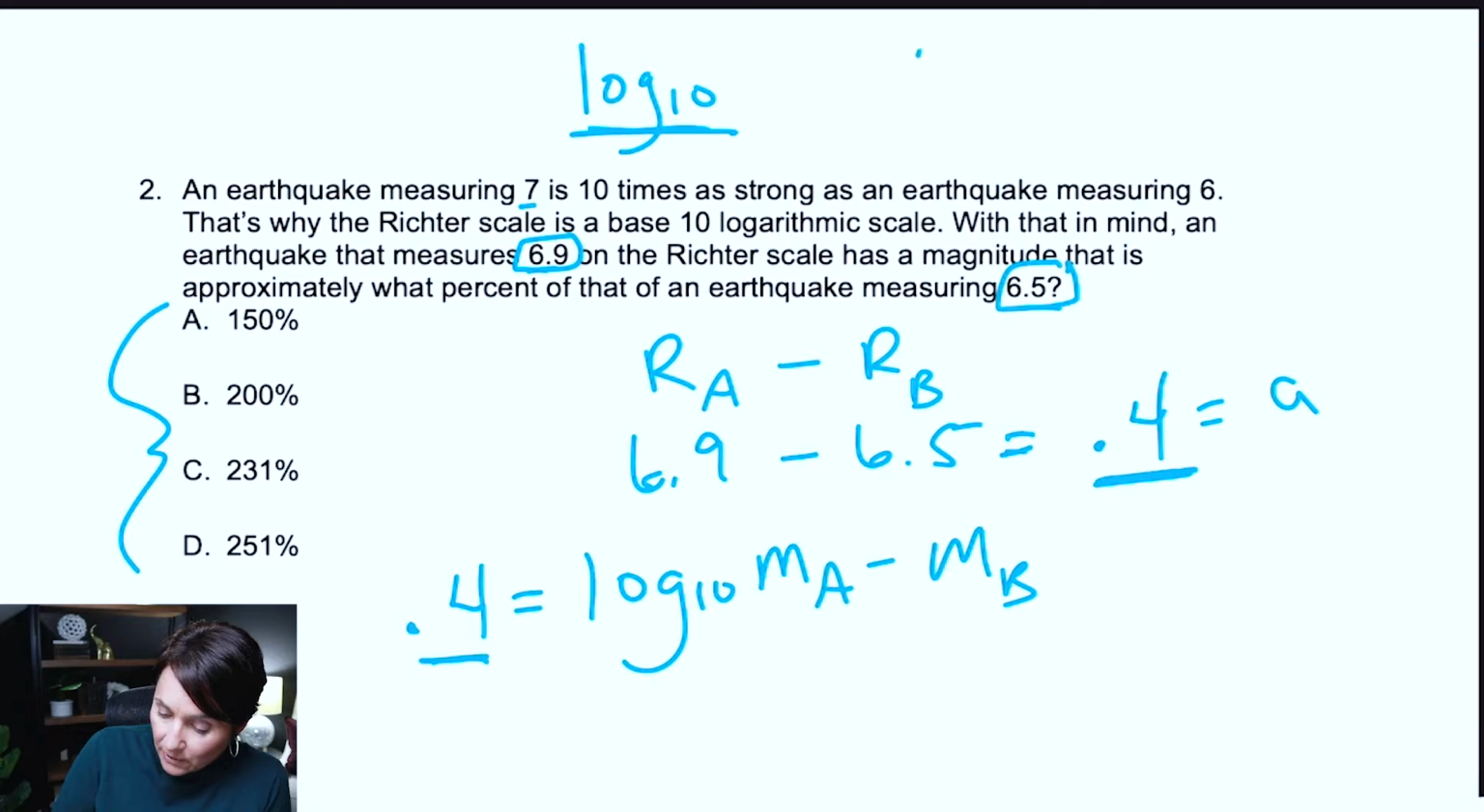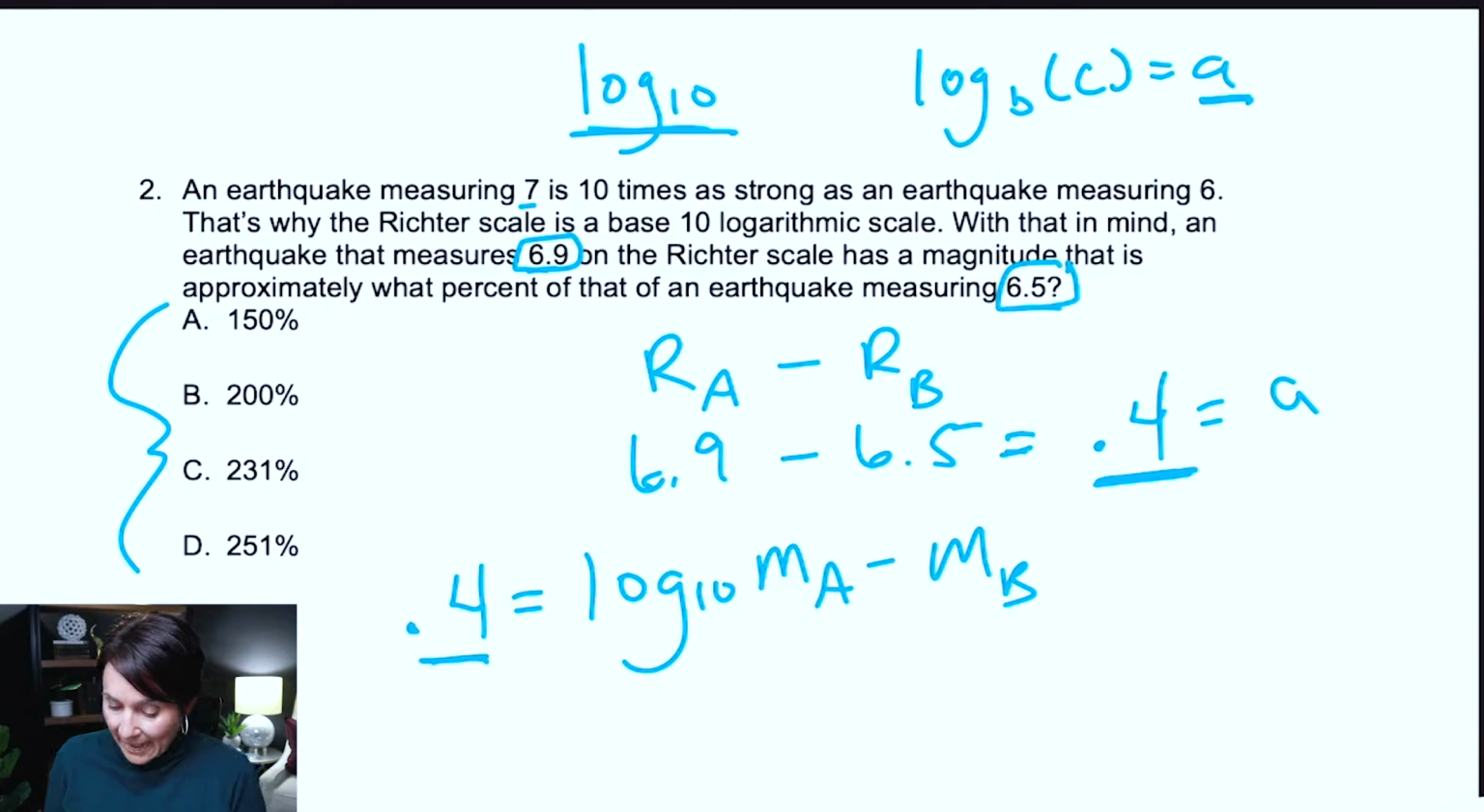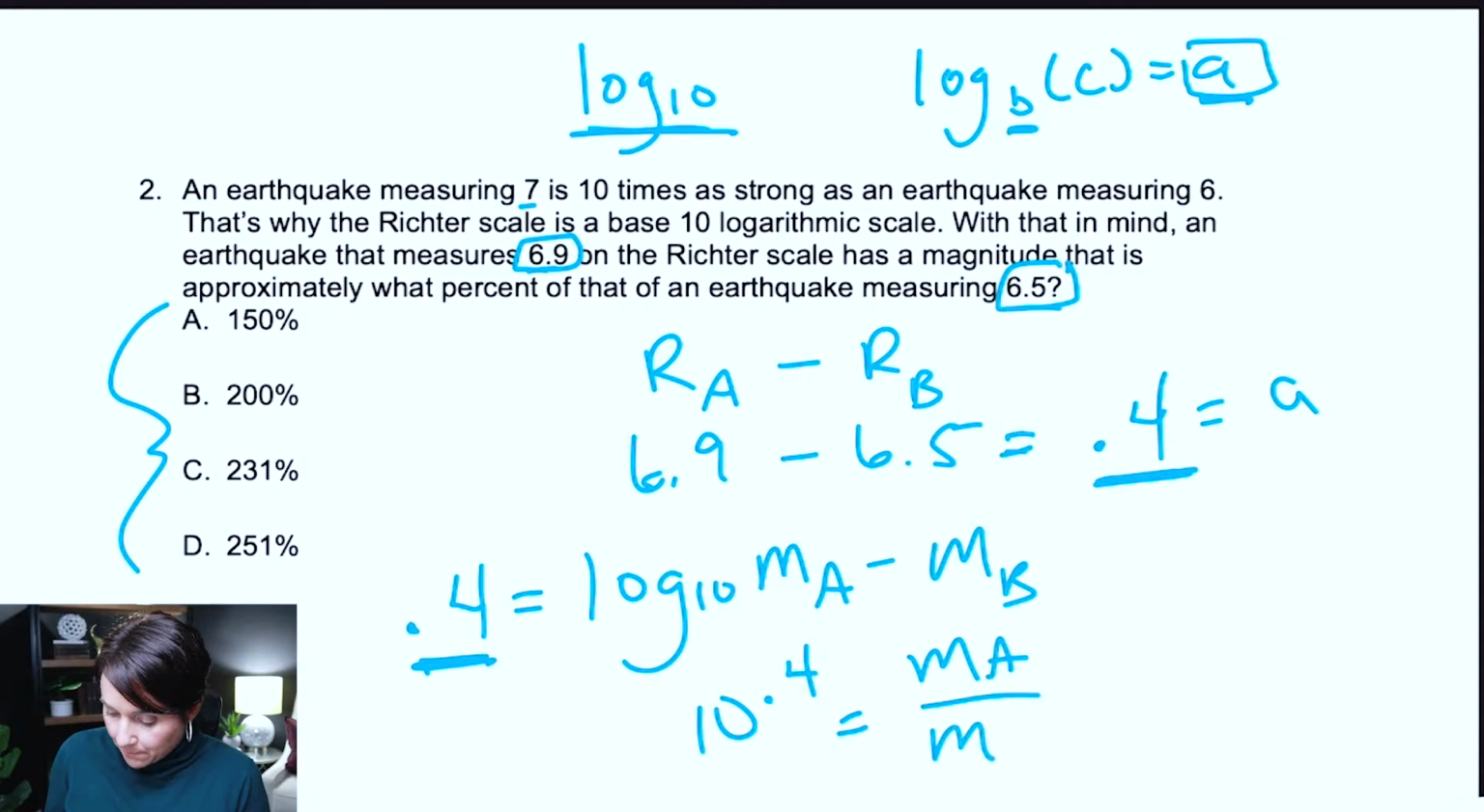When we do that, we know that log base B times C equals A. So A is actually 0.4. Well, when we're talking about it in exponential terms, A is actually the exponent for B. So this becomes 10 to the 0.4 equals MA over MB. Why did I switch to MA over MB when there is a minus here?